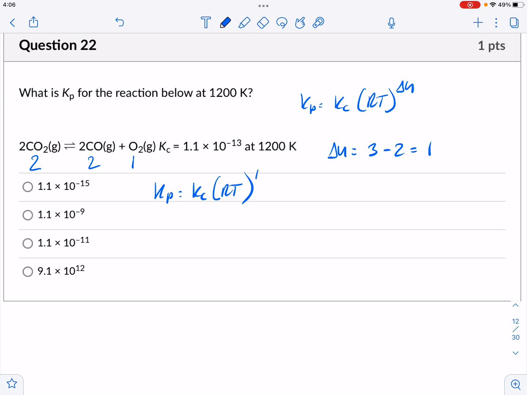So Kp will be equal to Kc, 1.1 × 10^-13, times R, which is 0.08206, times the temperature, which is 1200. So Kp will be equal to 1.1 × 10^-13 times 0.08206 times 1200, and here we get 1.1 × 10^-11.